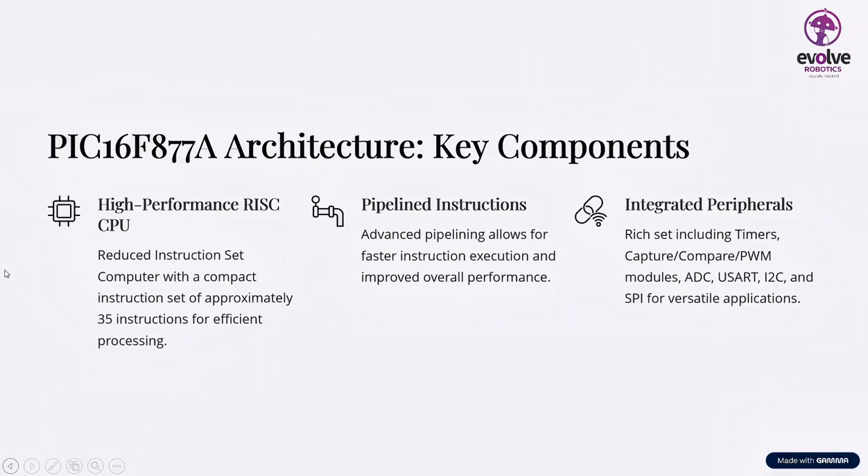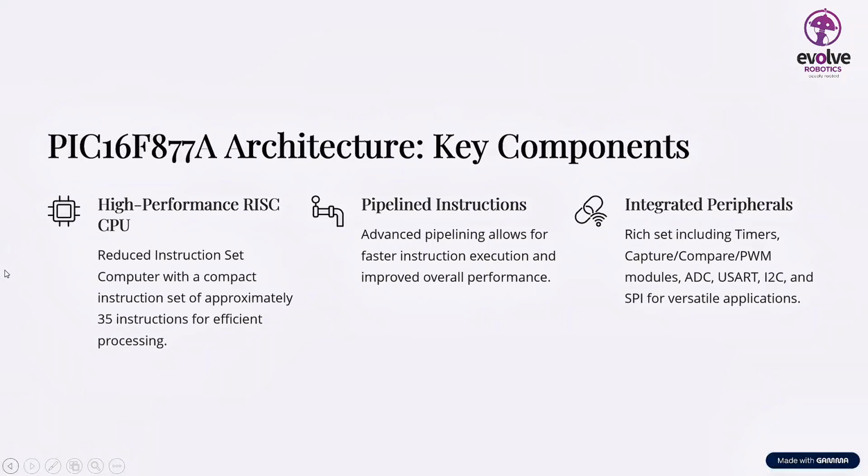There are two types of instruction set. Complex Instruction Set Computer, also known as CISC, and Reduced Instruction Set Computer, known as RISC. In this case, it uses Reduced Instruction Set Computer with approximately 35 instructions. And the second key component is pipeline instruction.